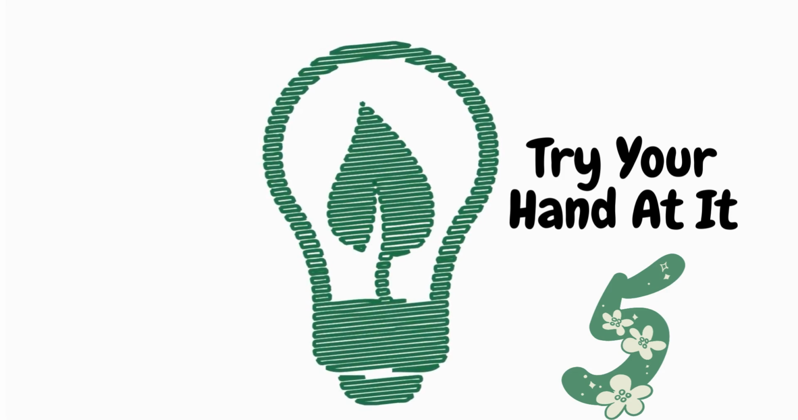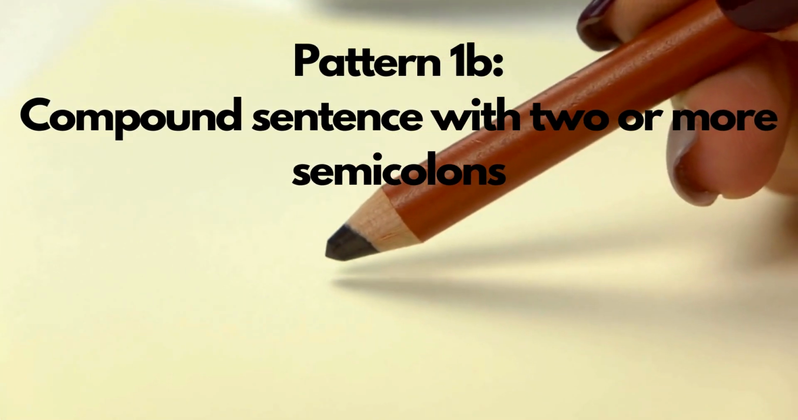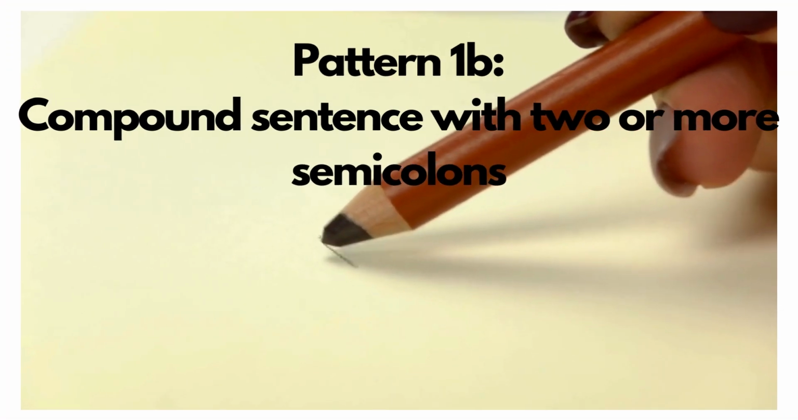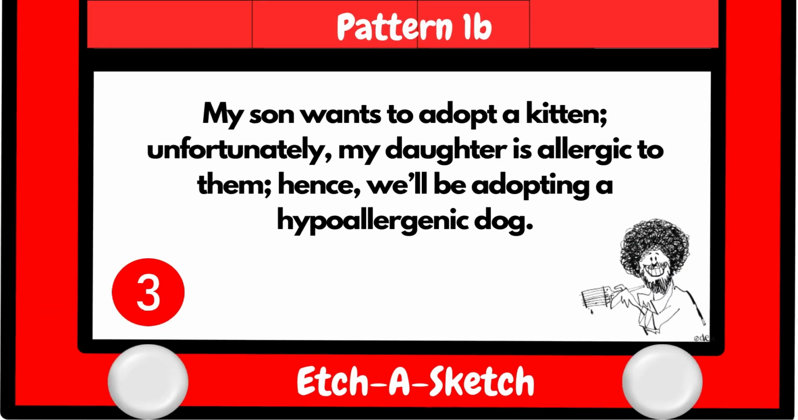So I'll show you something else here. Pattern 1B is a compound sentence with 2 or more semicolons. I'll just give you one example. I have written 5, but just to keep this video brief, I'll just show you one. So Peter got a 5 on his AP exam; Jenny earned a 4; quite to his dismay, Travis did not get a qualifying score. So you can see there you got 2 semicolons in there. So there's number 2, 3, 4, 5, and then students will try their hand at it 5 times.